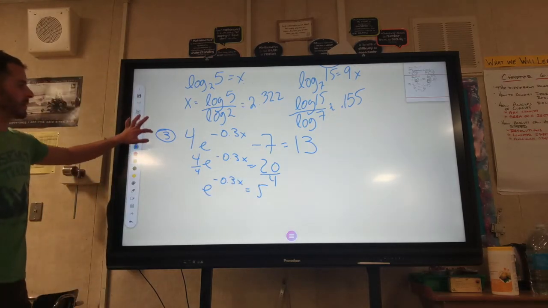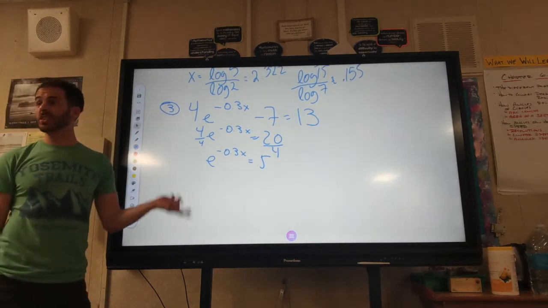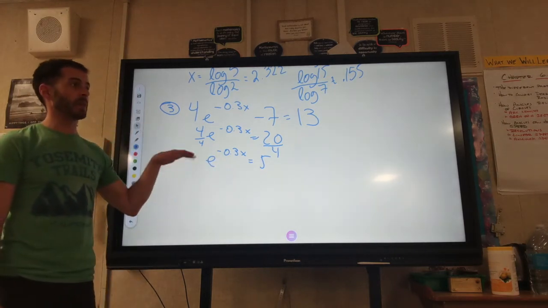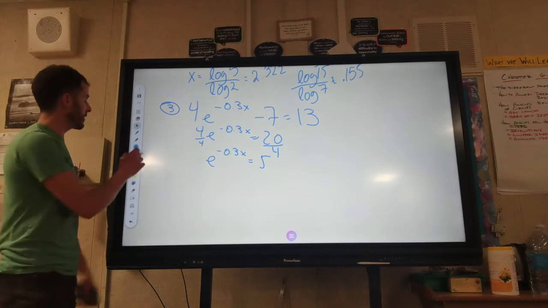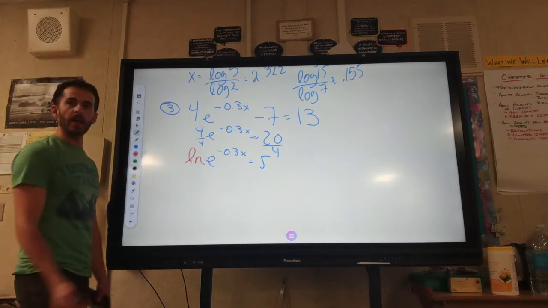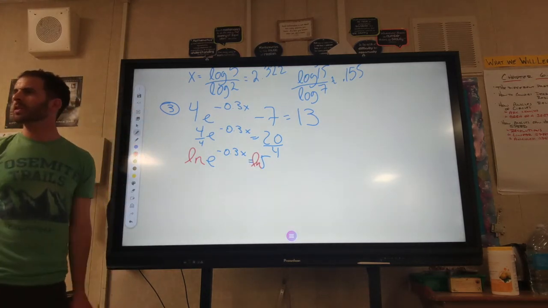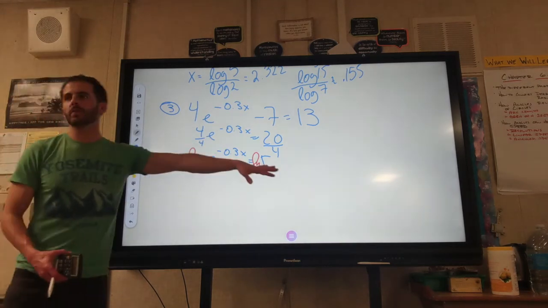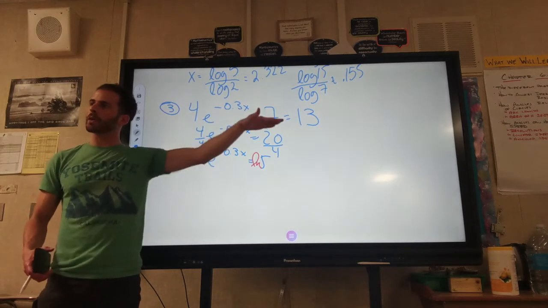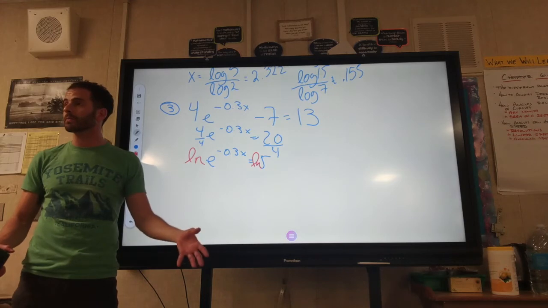And then you have a couple different options. You can actually swoosh. Do log base e of 5 equals negative 0.3x. Or if you just put an ln in front of both sides, because this is what you're eventually going to be doing anyway. You can put an ln in front of both sides, just like you can add 7 to both sides of the equation. You can divide by 4 on both sides of the equation. You can shove an ln or a log in front of both sides of the equation, as long as you do it to both sides.